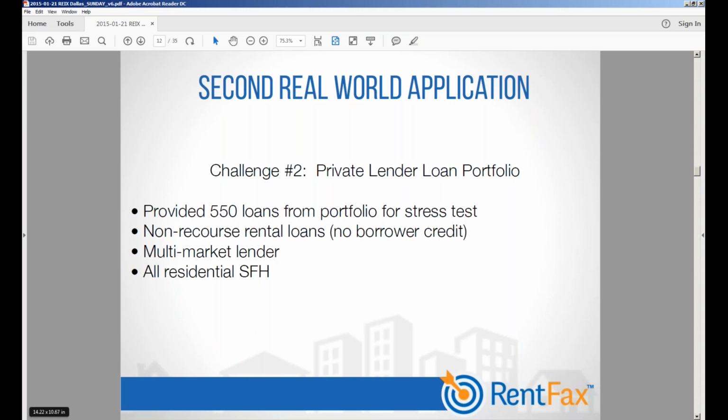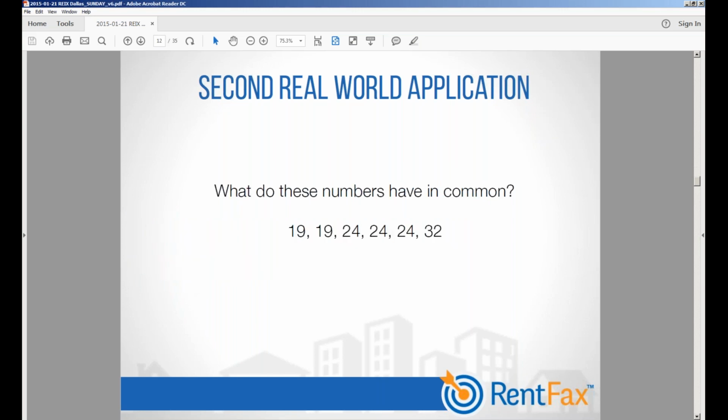So what are the lenders? The lenders are focusing on the asset, the income stream from the asset, and everything else. And so it's a good way for us to look at a portfolio that's stressed, just the asset and not the borrower performance, but the asset performance. So it's a multi-market lender, again, residential properties, so single-family homes.